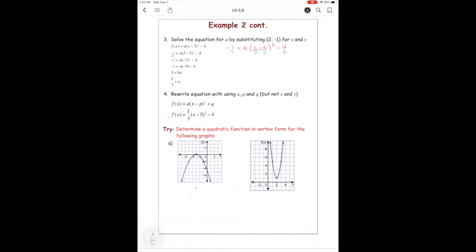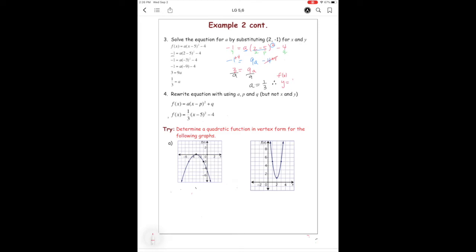Now it's just going to use some basic arithmetic. So that's -3, and we square it, it's 9, and we times it by the A, so it's 9A. Then we're going to add 4 to both sides. And then we divide by 9 to get our A by itself, and we get 1/3 when we reduce. So therefore, we have the answer.